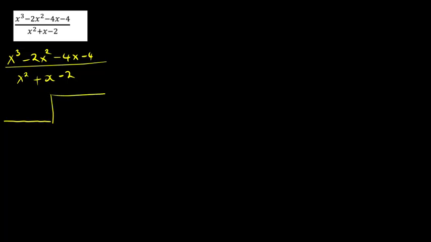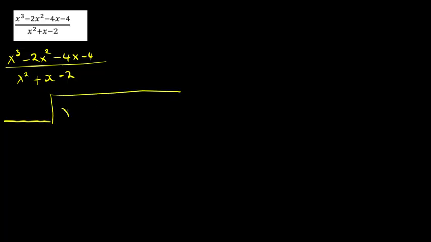Okay, now you have x cubed minus 2x squared minus 4x minus 4, then over x squared plus x minus 2. So in this type of the equation, if you look at the numerator, it's greater than the denominator. So what do you do? You divide by using the long division. So let me divide this one by using the what? The long division.